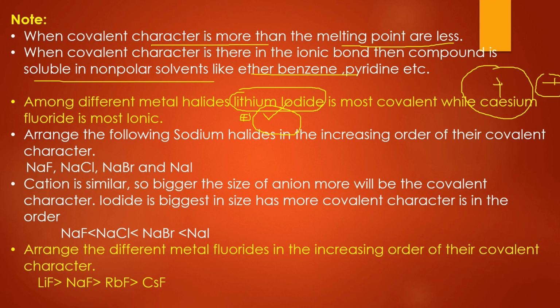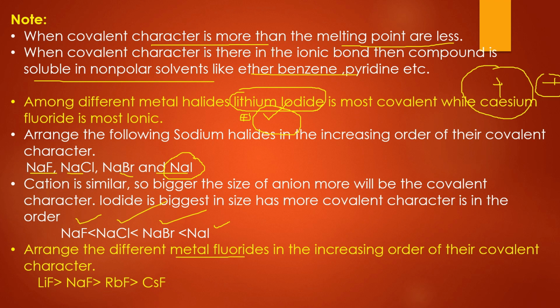Arrange the following sodium halides in the increasing order of their covalent character. Now first is sodium fluoride, sodium chloride, sodium bromide, and sodium iodide. Now see, cation is same here, so we just concentrate on the size of the anion. The biggest size means more the covalent character. So iodine is the biggest size halogen, so NaI is having more covalent character. So NaI is most covalent, then followed by NaBr, then NaCl, and NaF is having least covalent character.